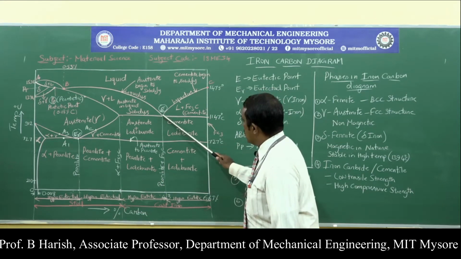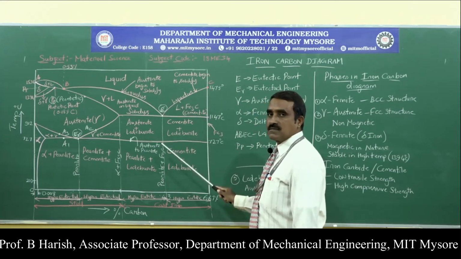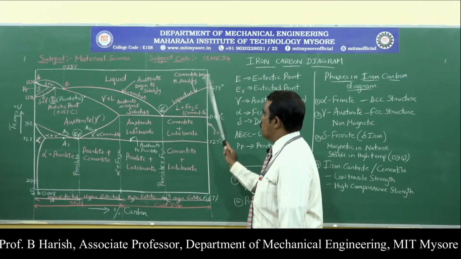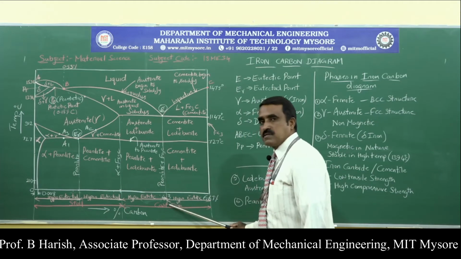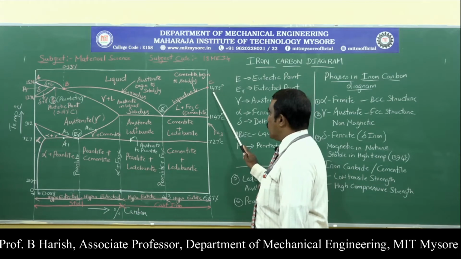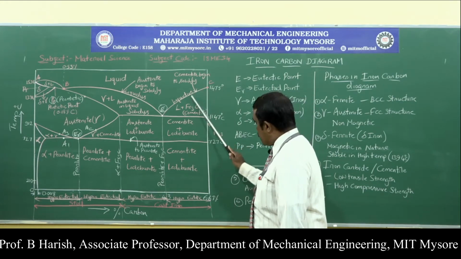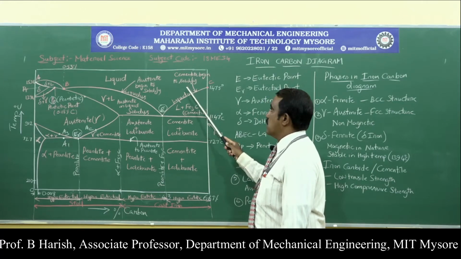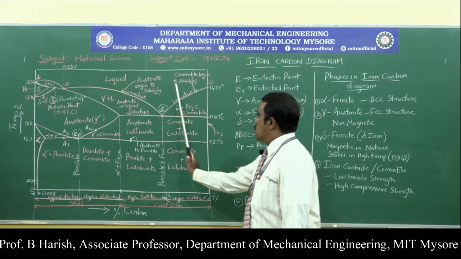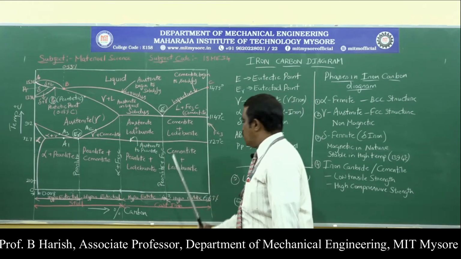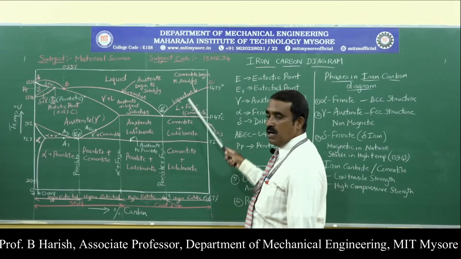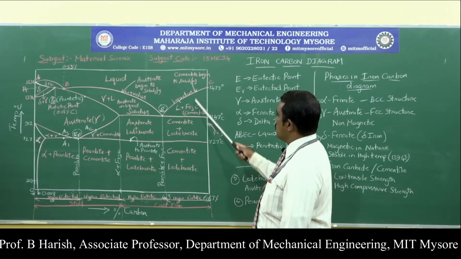Then similarly, if you look at this curve E to C, it is also a liquidus line, above which the iron will be in liquid state. This is where cementite begins to solidify, from 4.3% carbon content up to 6.67% carbon content at a temperature of 1475 degrees centigrade. Up to this portion it is austenite, and from 4.3% it is cementite. So this is where iron in cementite form begins to solidify.